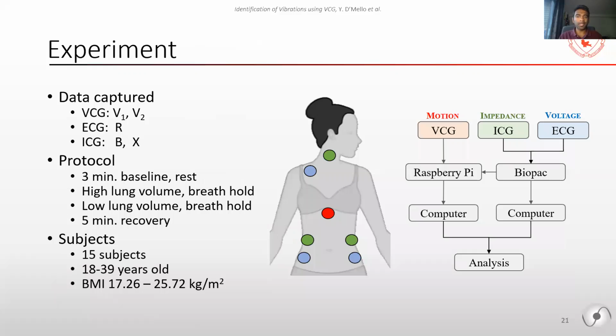The experimental setup was connected using the color coding you see here. We had our VCG signal routed from an inertial measurement unit through a Raspberry Pi. The ECG and ICG were acquired using a Biopac. The waveforms were synchronized with the pulse generated by the Biopac. We tested 15 subjects between 18 and 39 years old who were in relatively good health. Now for the results.